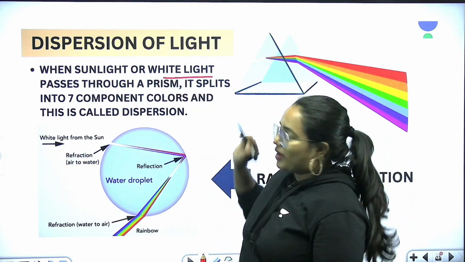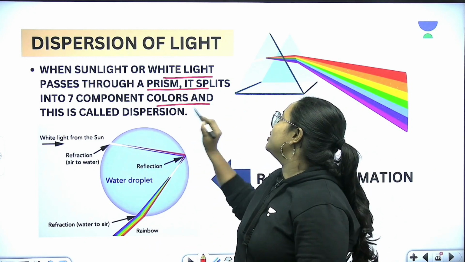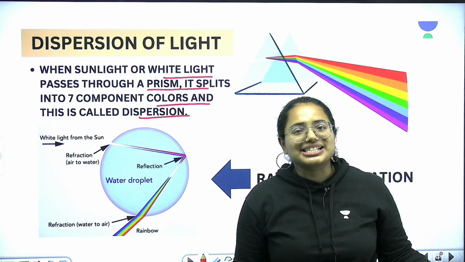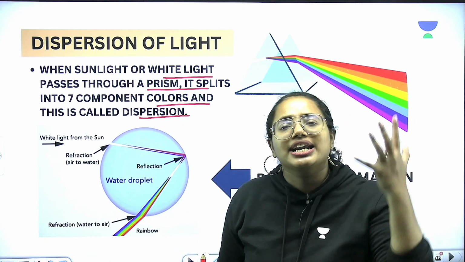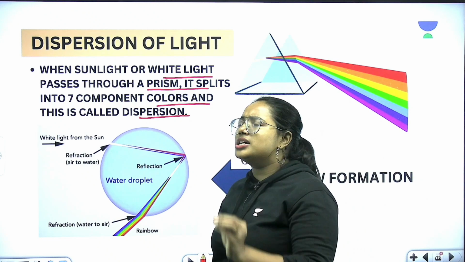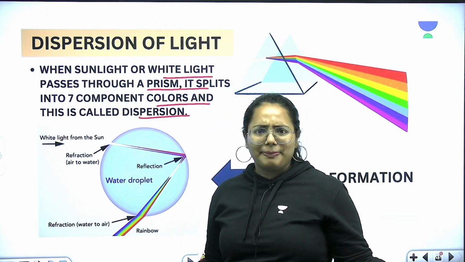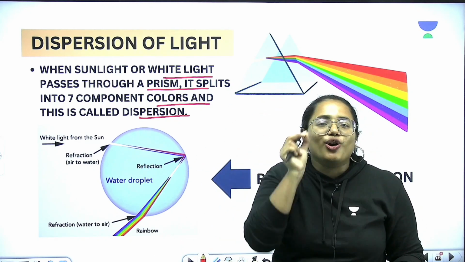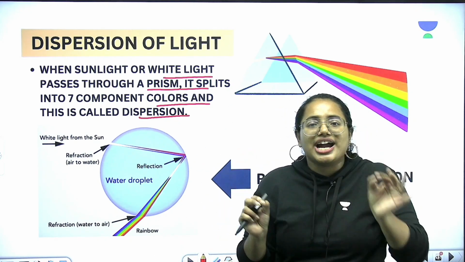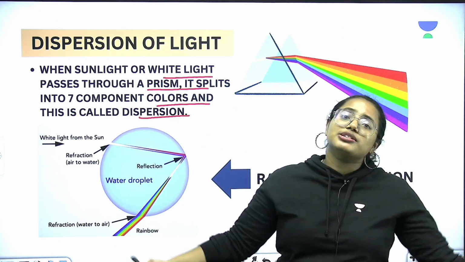So when sunlight or white light passes through a prism, it splits into 7 component colors, and this is called dispersion. This is the same principle behind rainbow formation. But in the sky, we don't have any kind of prisms, right? Then what is happening there? Instead of prisms, we have tiny water droplets. So through each tiny water droplet, the dispersion is happening, and therefore the rainbows are formed.